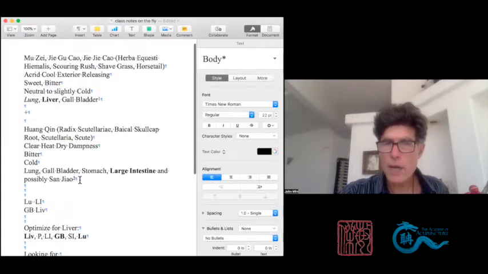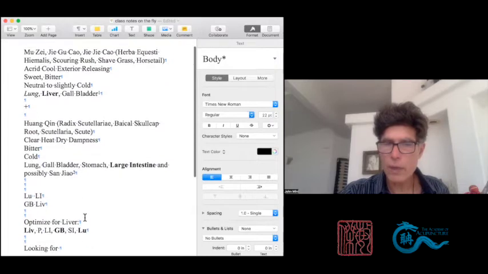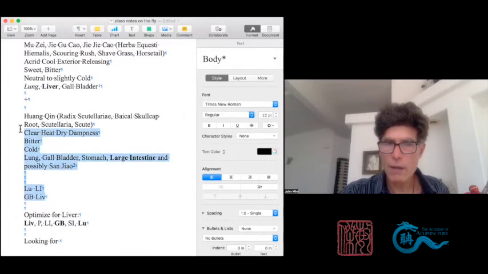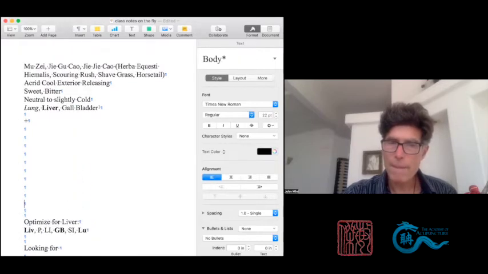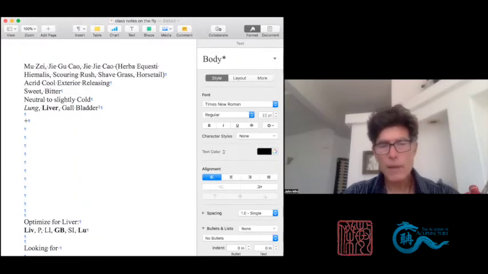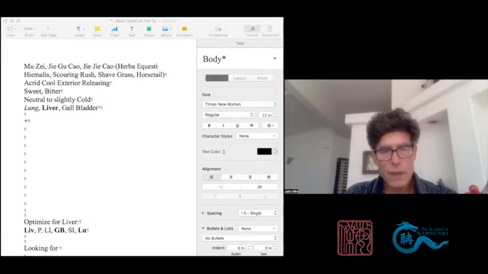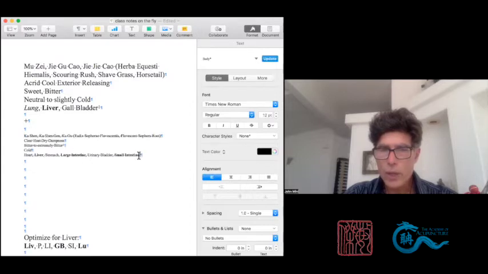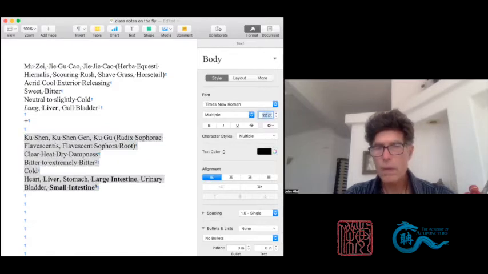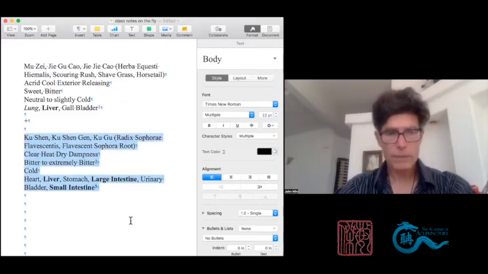So let's try another combination. I'm just going to keep rolling combinations at you for a while because we want to get used to what all these look like and how we use them. Again, optimizing for the liver. Here's a good one. Mu Ze plus the Kushen. Like that. Okay.